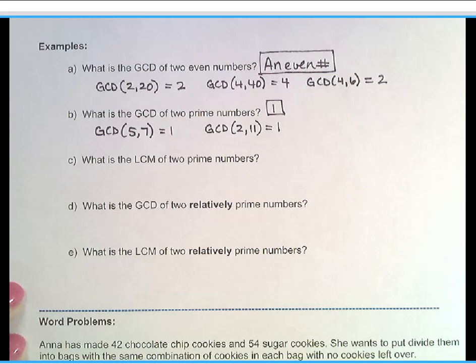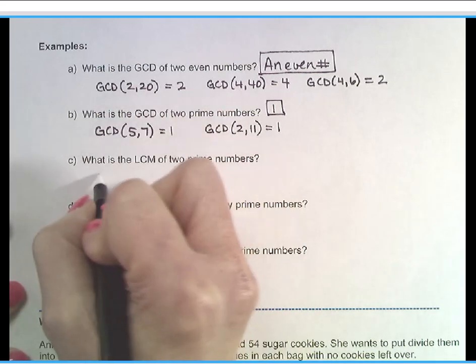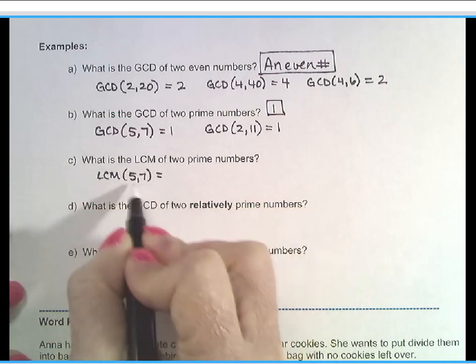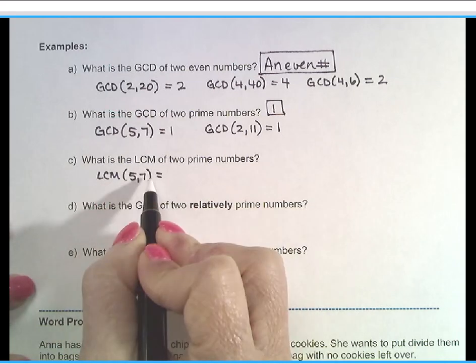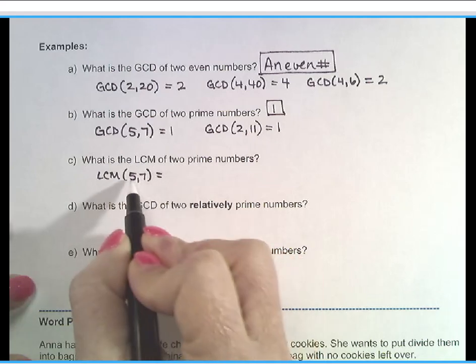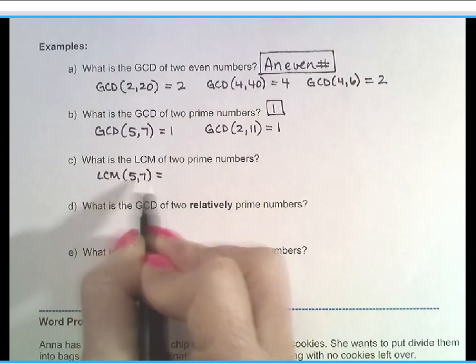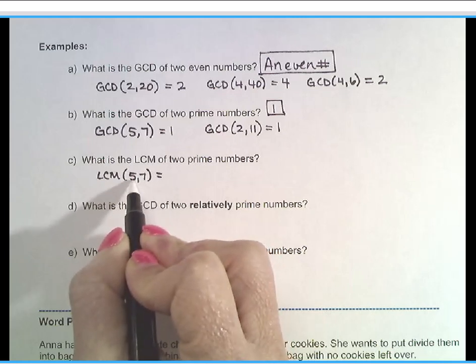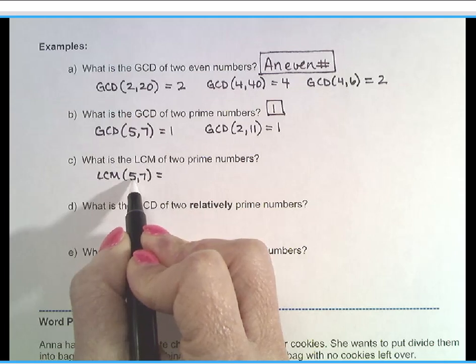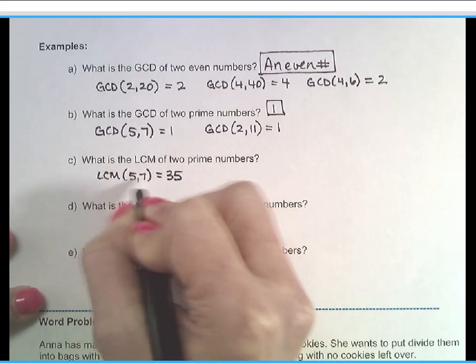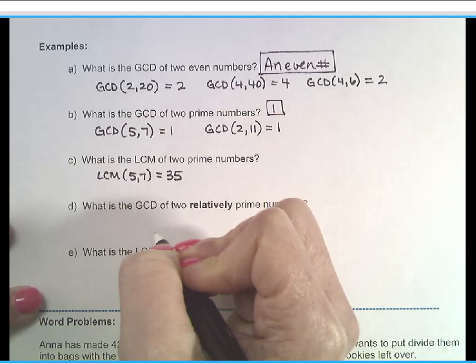What's the LCM of two prime numbers? Okay, well, let's switch it here. Let's use the same numbers. The LCM of 5 and 7. The first multiple that they both have in common, so you might want to skip count by 5s and find the first one that 7 will also divide into. So 5, 10, 15, 20, 25, 30, 35. That's the first one that both of these numbers will divide into, 35.